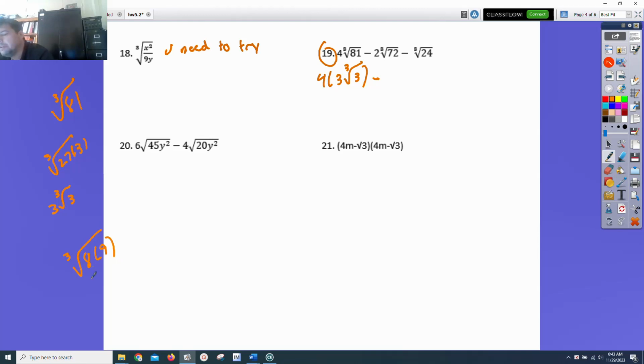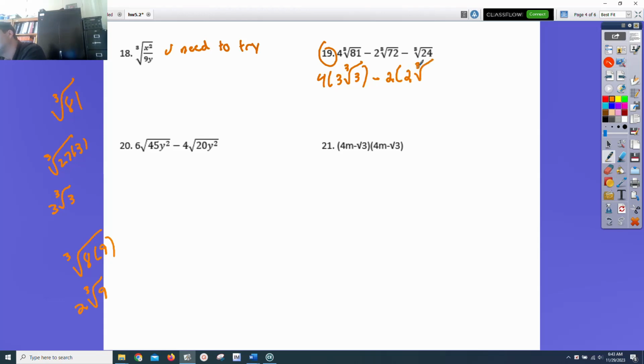And the cubic root of 8 is 2. So 2 cubic roots of 9. We have some things here that aren't going to be able to be put together. That's just the way this one is. There's already a 2 out front. And then I found that to be 2 cubic roots of 9.